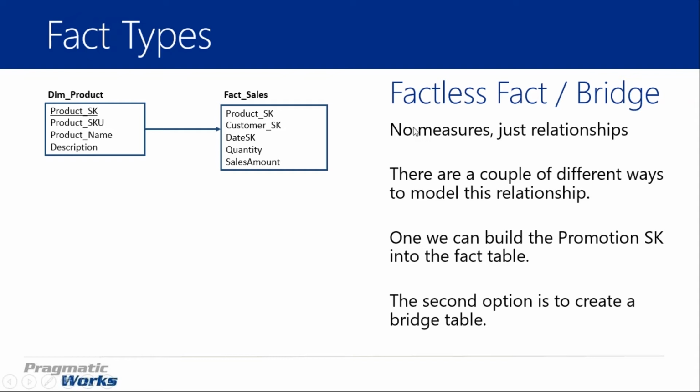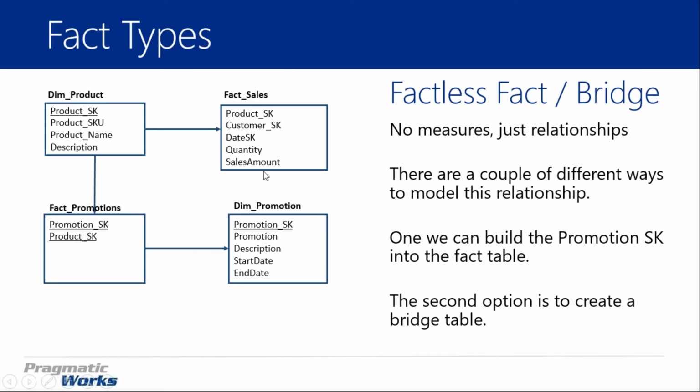A better way to model this is to create a bridge table, to not use the fact table itself. There are no measures in a factless fact table or a bridge table. You can use either one as far as terminology is concerned. I prefer to call it a bridge table, but they're also known as factless fact tables, and they're called factless fact tables because there are no measures in them. They just store the relationships. There are a couple different ways to model this. I showed you one already.